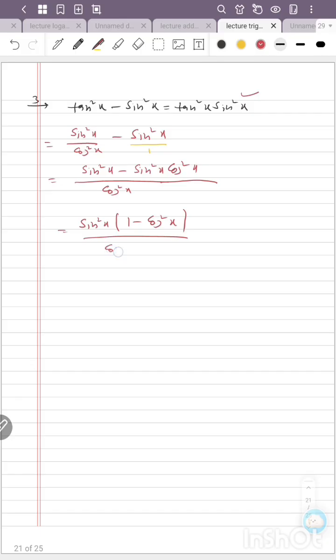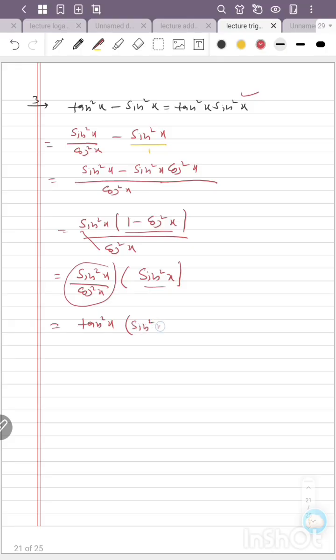Now look at this: these two are divided by each other, cos square x. 1 minus cos square gives us the answer sine square. Hopefully, dear students, you can easily understand it. Sine square over cos square, what's the answer? Sine square over cos square gives tan square x. And sine square is sine square, so we get our right hand side. Very easy, very simple, you just have to memorize the formula.